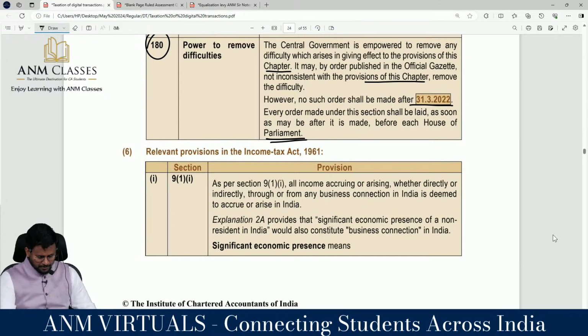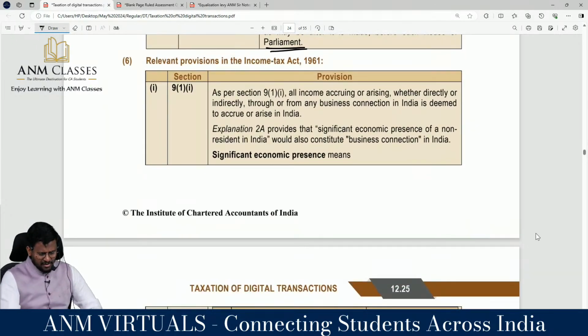Hello sir. Yes, sir. What are the relevant provisions in the Income Tax Act? That is equalization levy. Yes, equalization levy வரணும்னா அது e-commerce transaction இருக்கணும்.